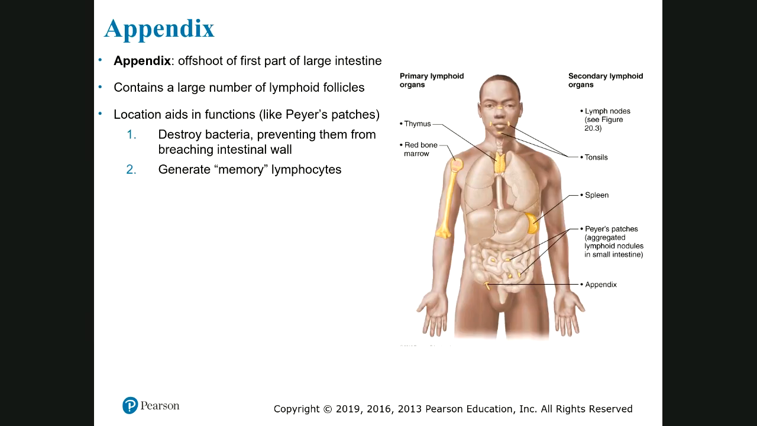Then we have the appendix, which also contains a large number of lymphoid follicles. They destroy bacteria, of course, and generate memory lymphocytes, the same thing as Peyer's patches. So those people who have had the appendix and the tonsils removed have other organs that will play a role in defending them, but their immune system is getting slower.